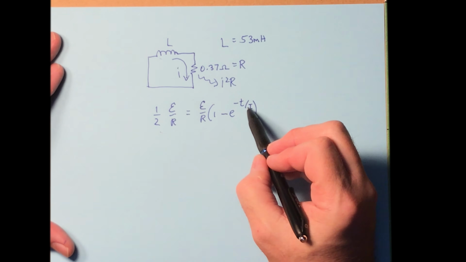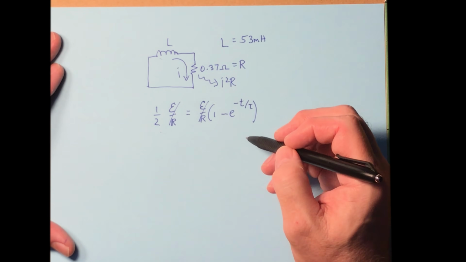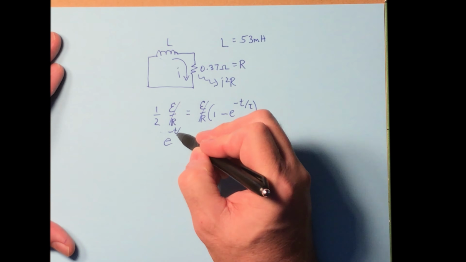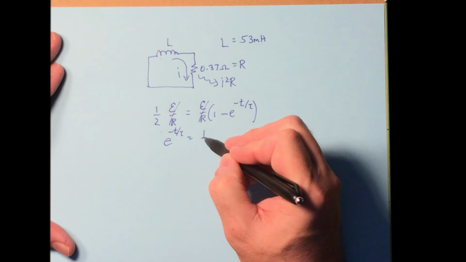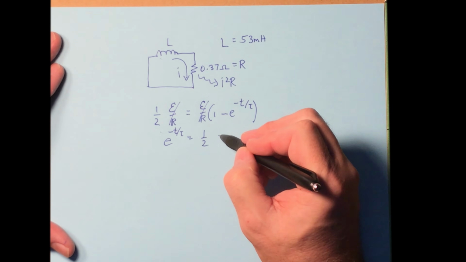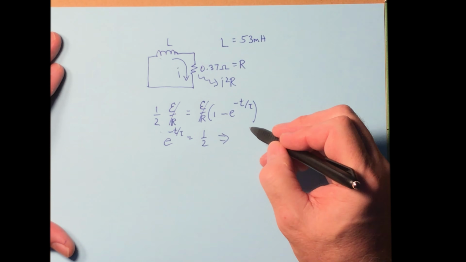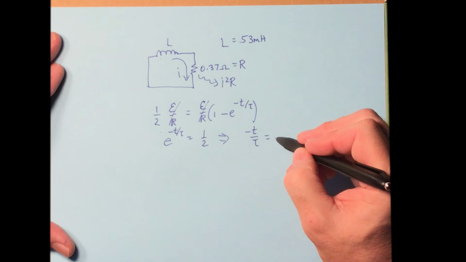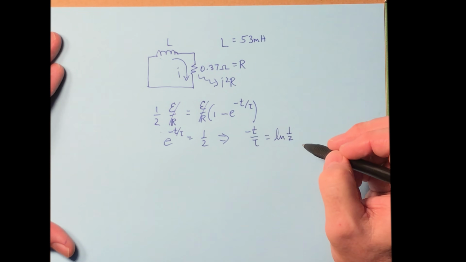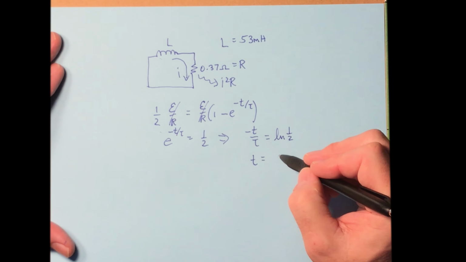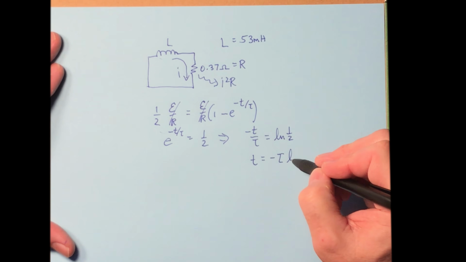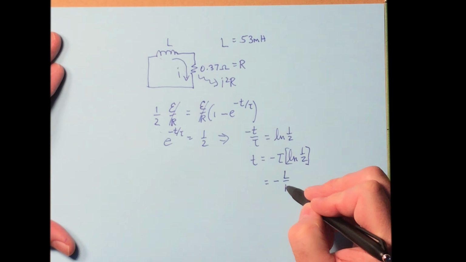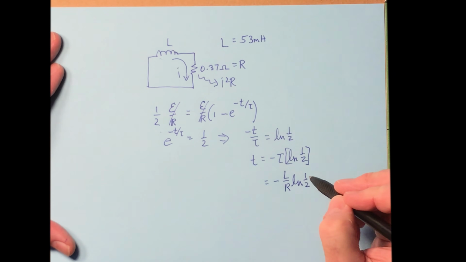And now we need to solve for t out of this. The E over R's will cancel, and we have e to the negative t over tau is going to equal 1/2. All right, let's take a natural log of both sides here. We're left with negative t over tau on the left, and natural log of 1/2 over here. Solve for t. T is going to be minus tau natural log 1/2. This is going to be minus L over R natural log of 1/2.